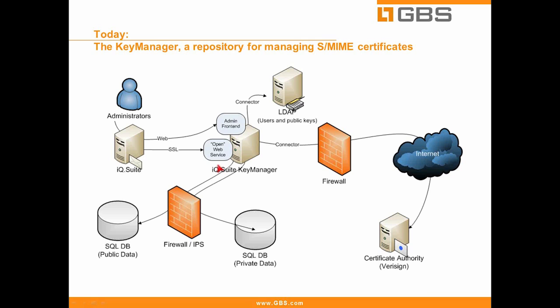Same thing the other way around. An email is coming in to your Domino server, and it is encrypted to one of your users. So then the IQ suite would ask the central repository to provide the private key necessary to decrypt the email. Why do we do it this way? Why do we have this?